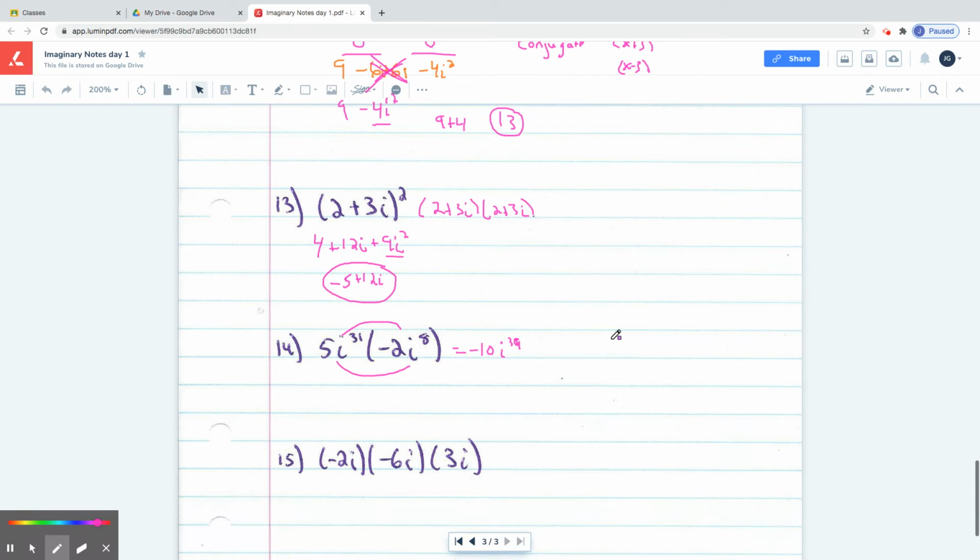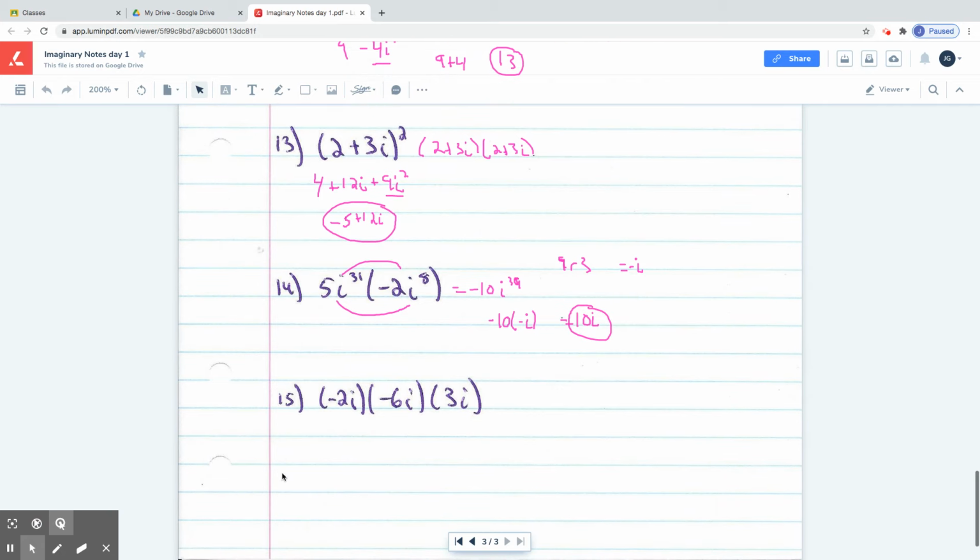All right, hopefully you figured out that 4 goes into 39 9 times, with a remainder of 3. A remainder of 3 is the same thing as negative i. So I can replace this with negative 10 times negative i. Negative times a negative is a positive. I get 10i. And there's my answer, 10i.